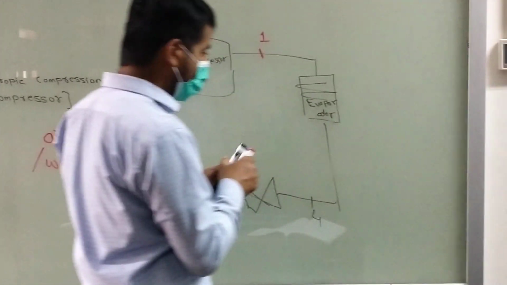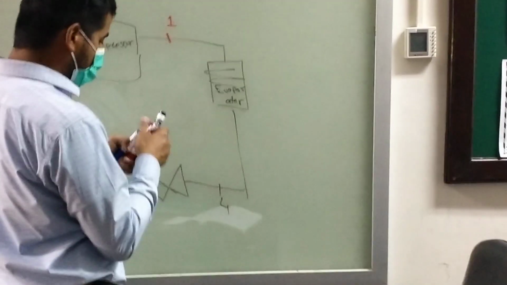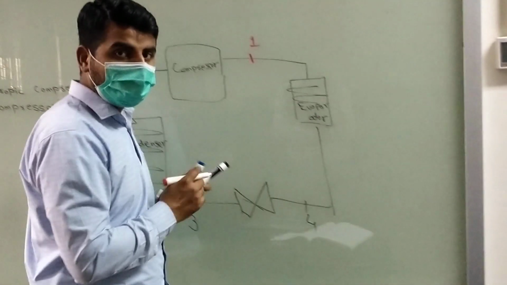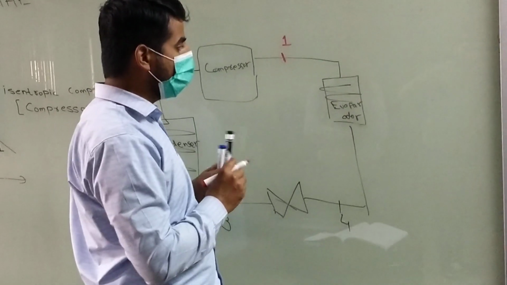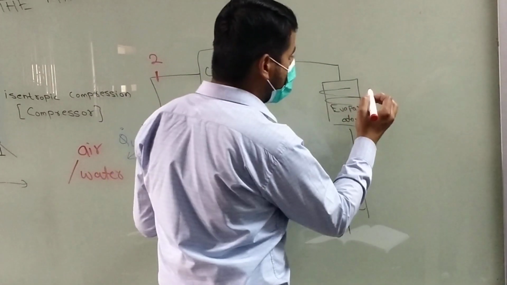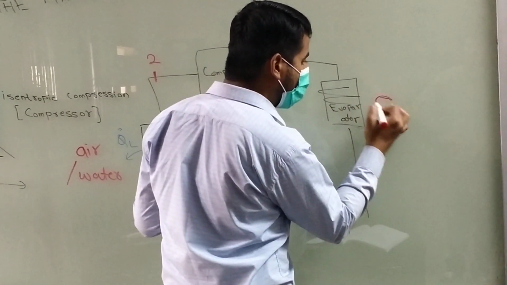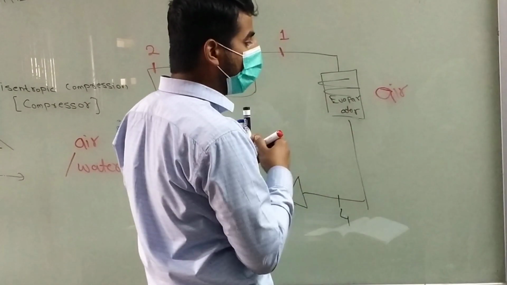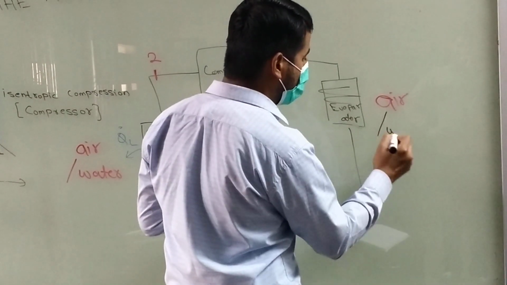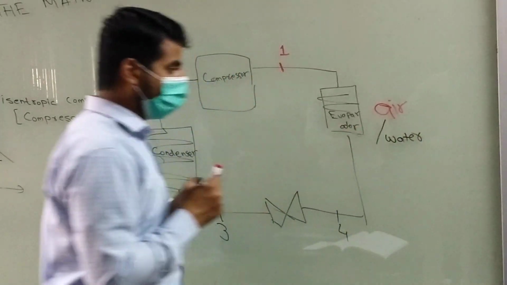And similarly for the evaporator as well, we have both. The refrigerant has to absorb heat, so we require some source of heat. So the refrigerant can either absorb heat from the air, or it can absorb heat from the water.